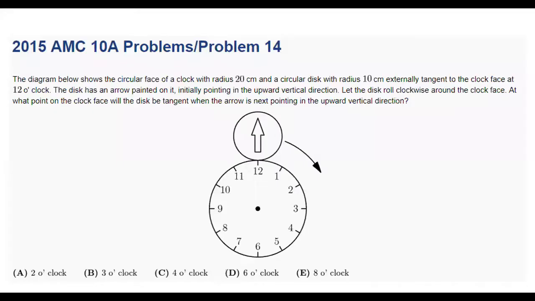Today we'll be looking at the 2015 AMC 10A problem number 14. The question says that the diagram below shows the circular face of a clock with radius 20 centimeters and a circular disc with radius 10 centimeters externally tangent to the clock face at 12 o'clock. The disc has an arrow painted on it, initially pointing in the upward vertical direction. Let the disc roll clockwise around the clock face. At what point on the clock face will the disc be tangent when the arrow is next pointing in the upward vertical direction?